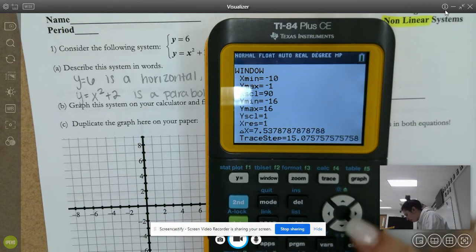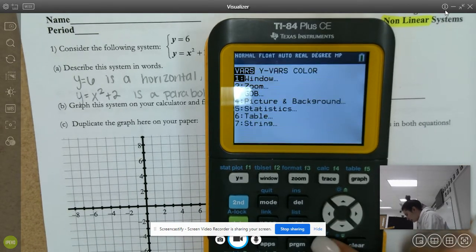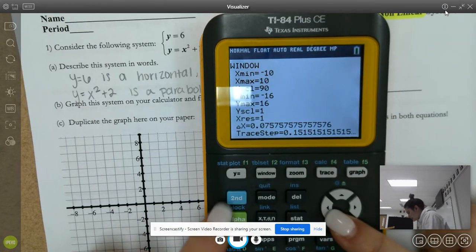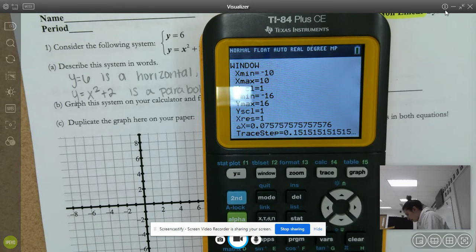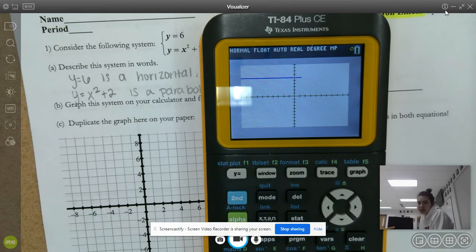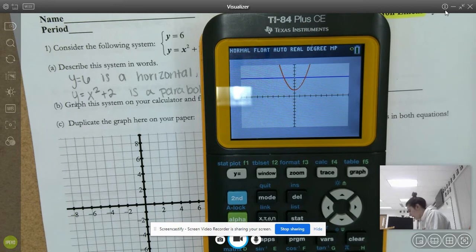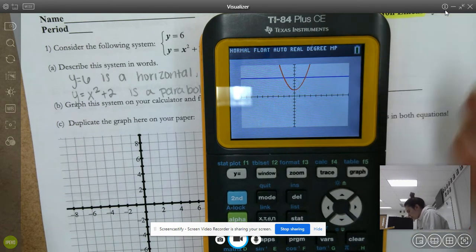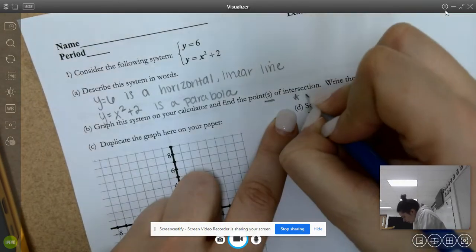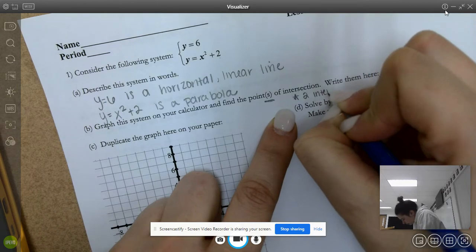So maybe we want to go -10 to 10, with a scale of 1, and then maybe -10 to 10 with a scale of 1 for y as well. And hopefully this should make it just a little bit better. And voila, there it is. Now, if you notice, this does intersect in 2 places. So we are going to have 2 intersection points.